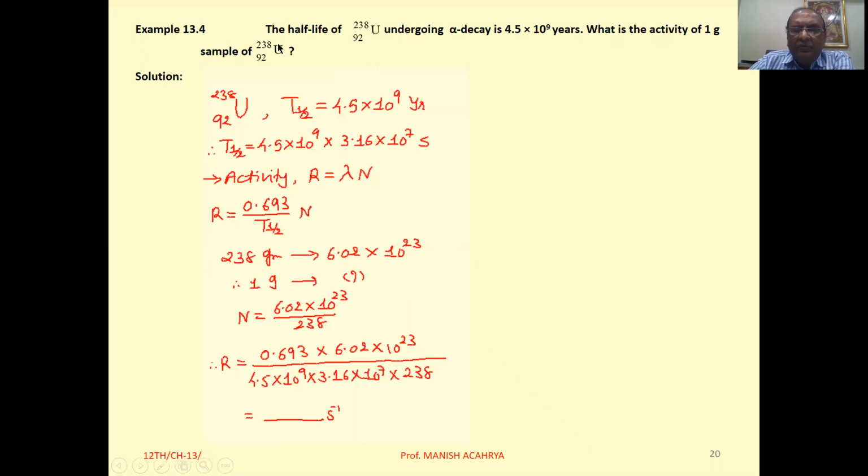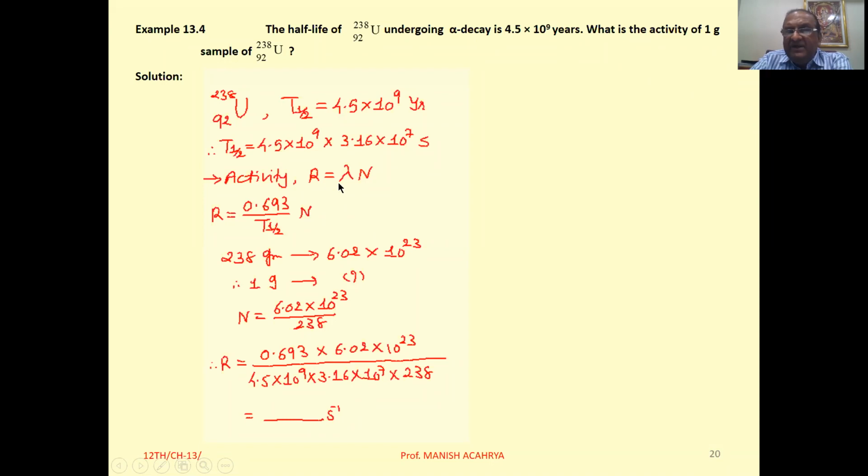Example 13.4. The half-life of uranium-92-238 undergoing alpha decay is 4.5 into 10 raised to 9 years. What is the activity of a 1 gram sample of uranium-92-238? Now the sample is uranium-92-238, half-life is 4.5 into 10 raised to 9 years. And 1 year is 3.16 into 10 raised to 7 seconds. So this much total seconds.